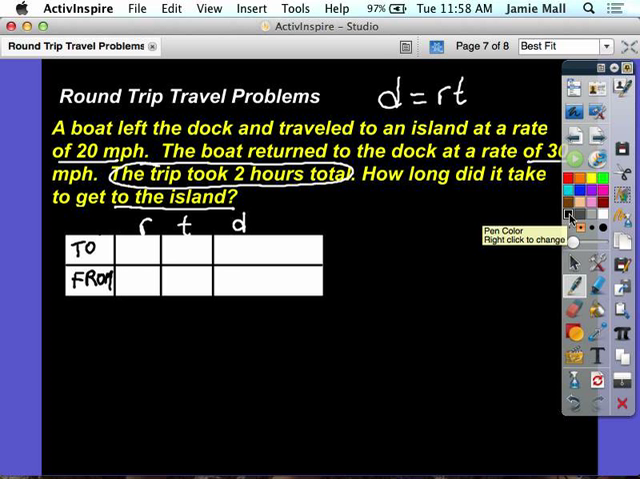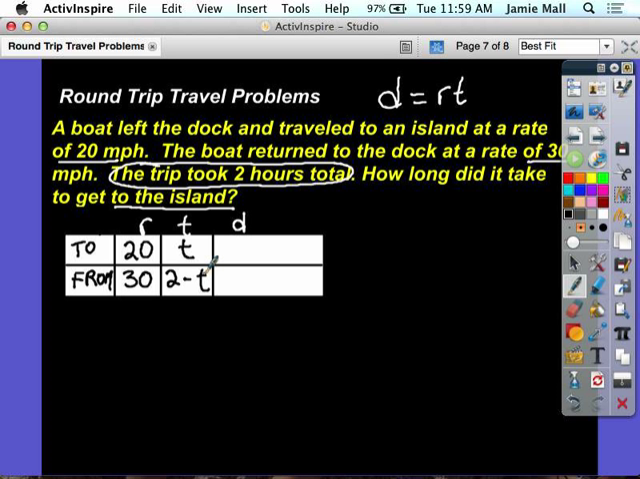So I know that to get to the island, the boat traveled at a rate of 20 miles per hour. To get back from the island, the boat traveled at a rate of 30 miles per hour. I'm going to call my unknown variable t. Here's the difference. Since the trip took 2 hours total, we know the total length of time that the trip took. We're going to label this 2 minus t.